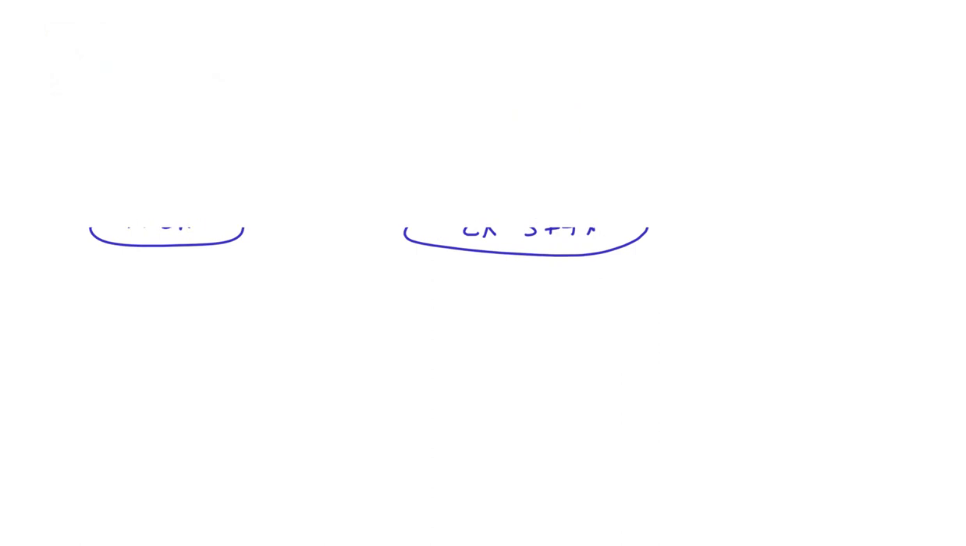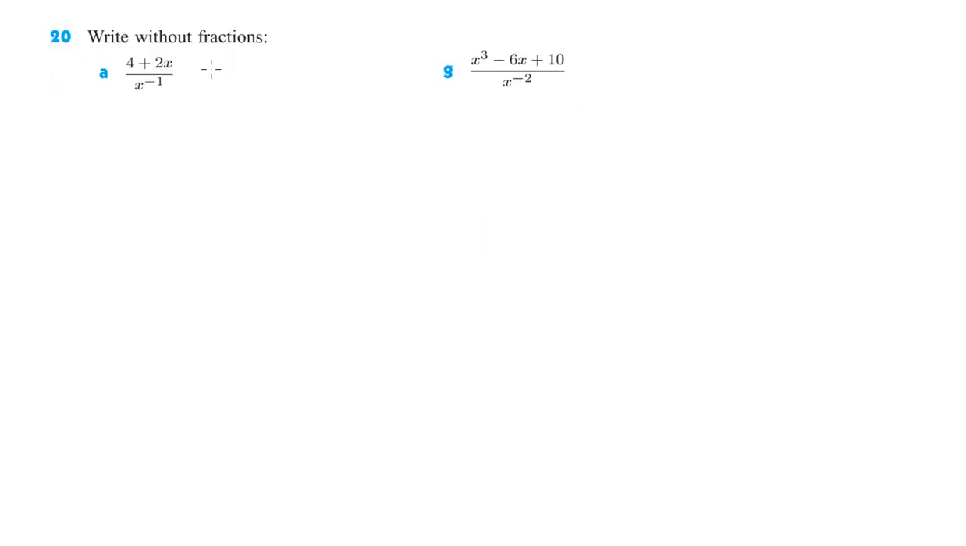Okay? All right, last one to look at, number 20, write without fractions. This is 4 over x to the negative first plus 2x to the first over x to the negative first. That's going to come up top. That's going to come up top. 4x to the first, because that's negative first on the top.